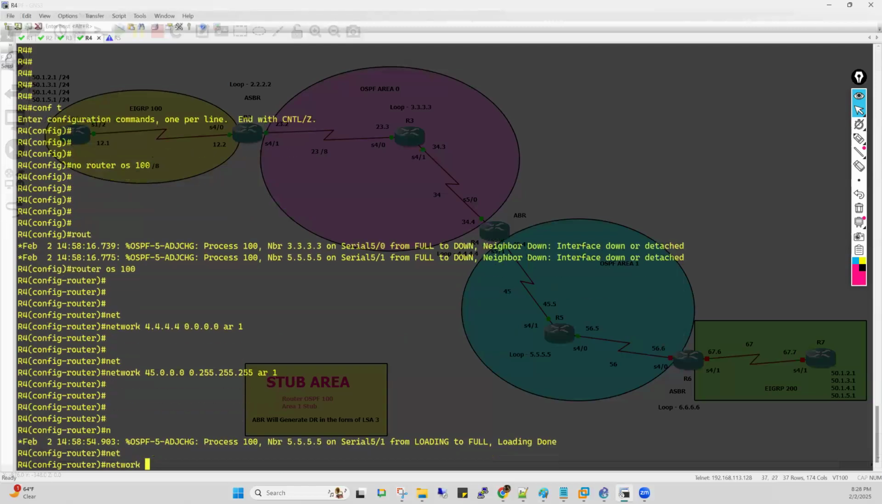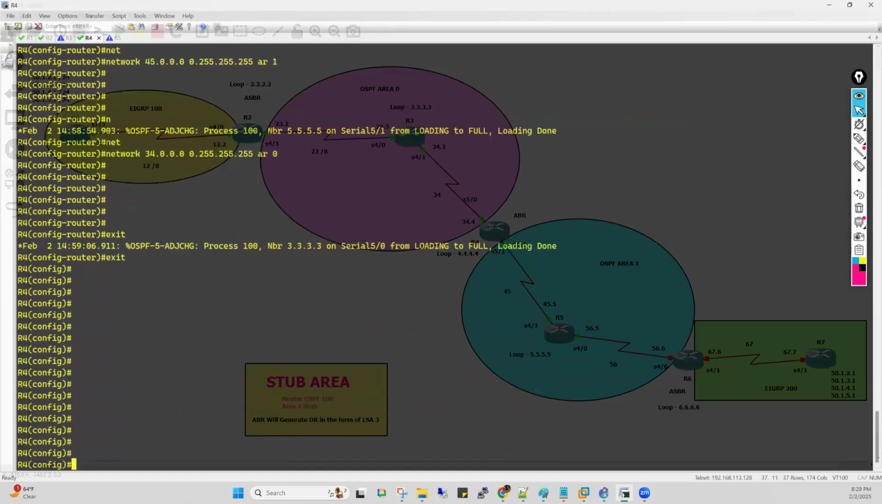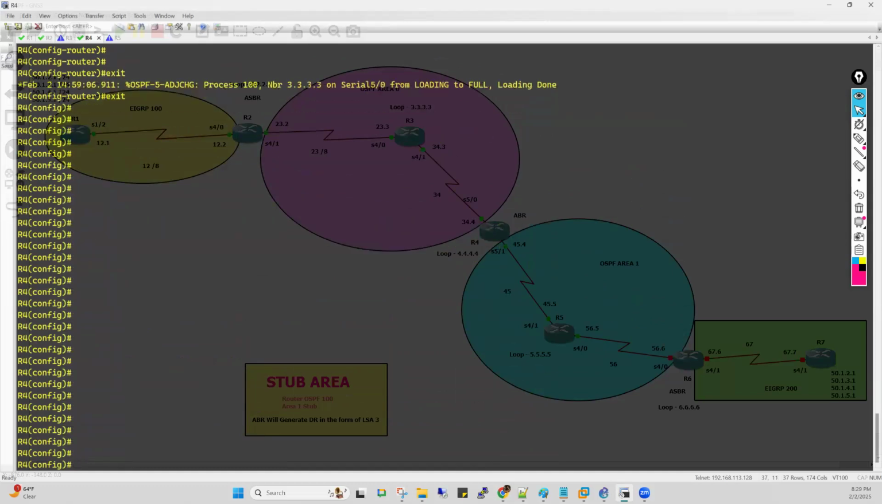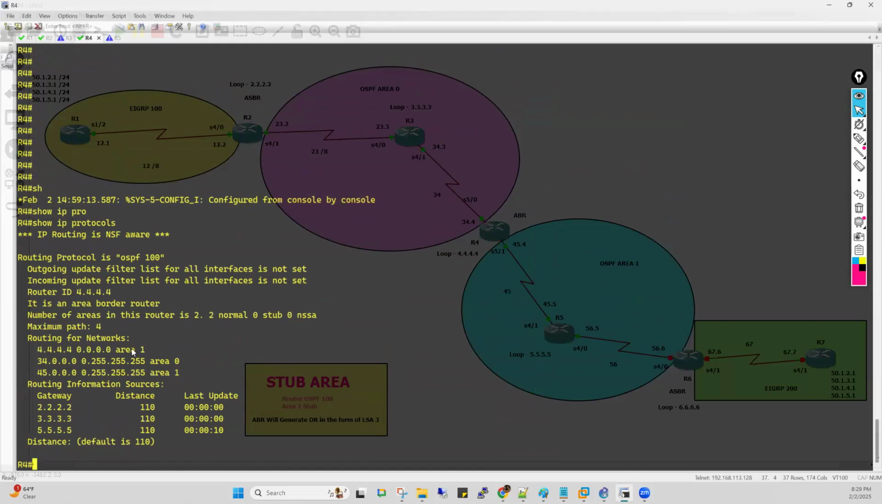Done. Then network 34. 34.0.0.0, 0.255.255.255. This is part of area number 0. Any doubt? Anyone? Please let me know. R4 is clear? Everyone. Show IP protocol. See? The 4 network is part of area 1. The 34 network is part of area 0. And the 45 network is part of area 1. Clear, guys? Everyone? Yes or no? Tell me fast. Right?